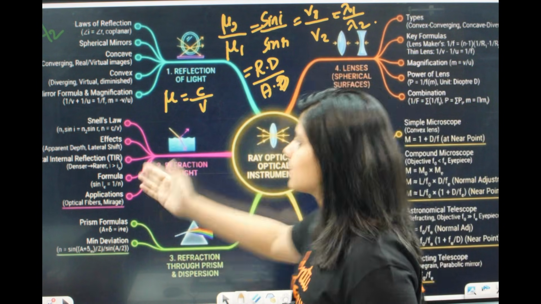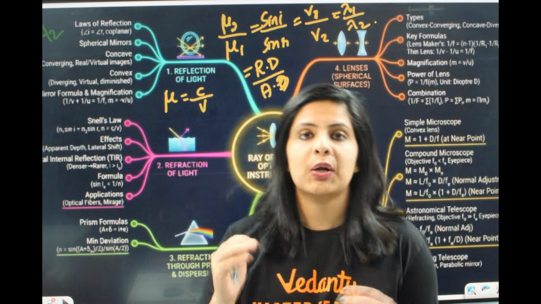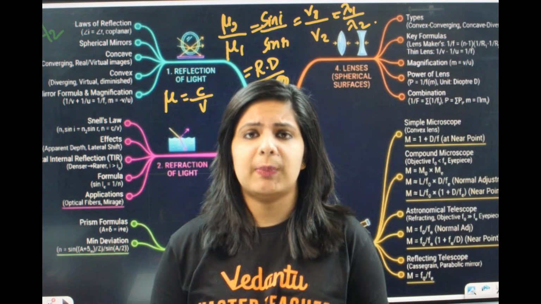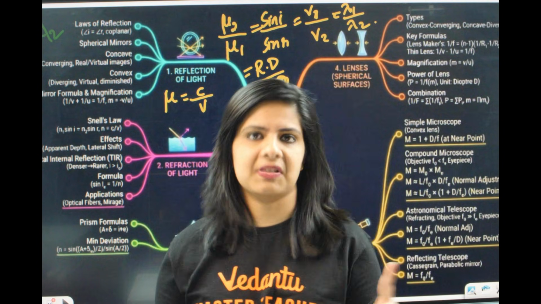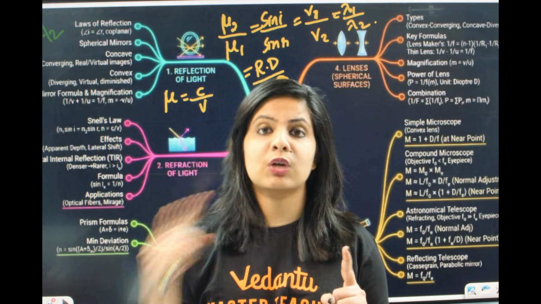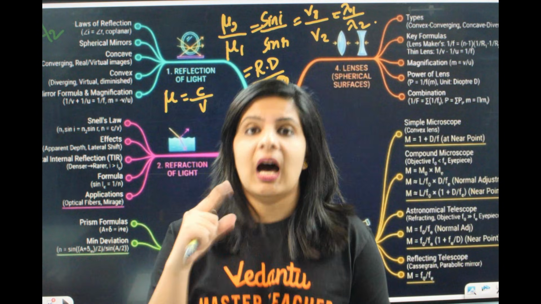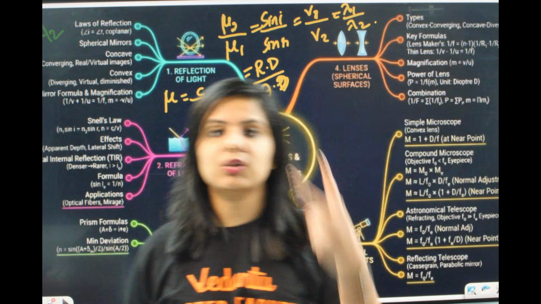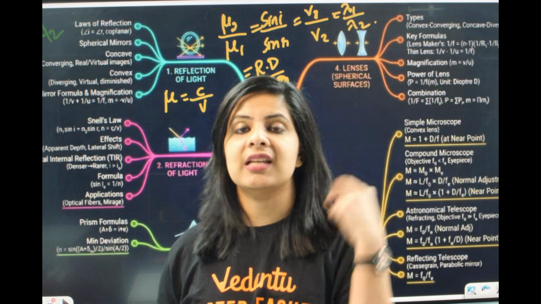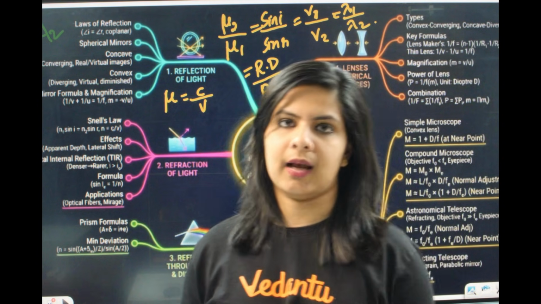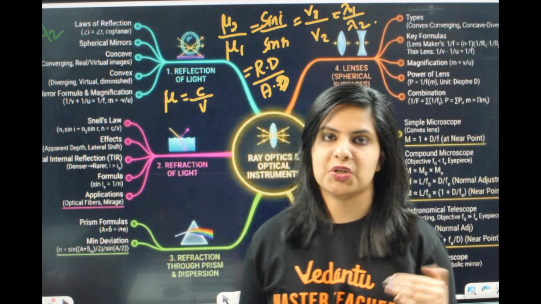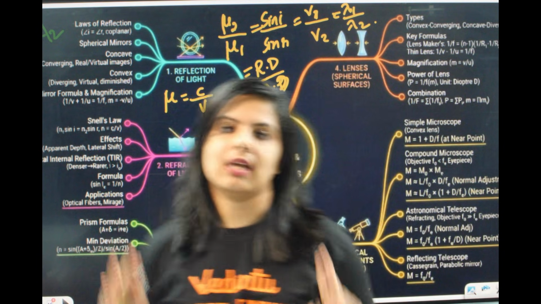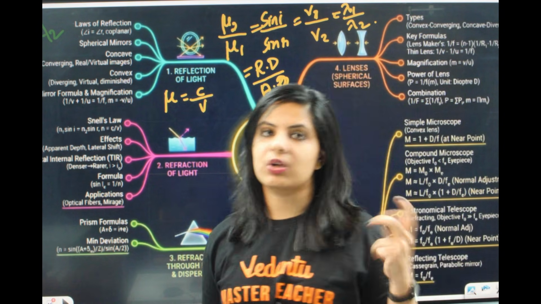Next one, we have total internal reflection. Very simple. Whenever light is moving from a denser medium to a rarer medium, that is the first condition. The second is that the angle of incidence should be more than the critical angle. So these are the two conditions: denser to rarer, and incident angle greater than critical angle. Then total internal reflection will happen, which means instead of refraction, it will bounce back into the same medium.